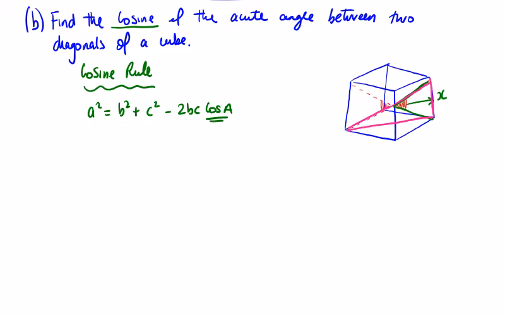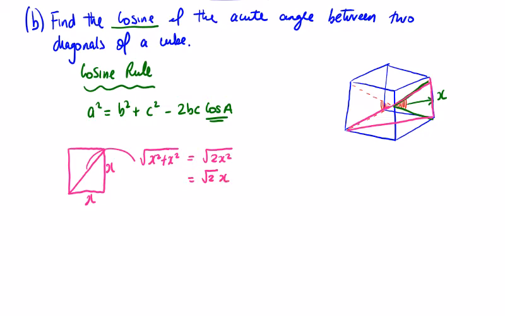So to get the diagonal of one of the sides, if we have x and x, we can see that the diagonal is going to be the square root of x squared plus x squared, which is the square root of 2x squared. We can get the square root of both individually: the square root of 2 times x. That's what this bottom side in here will be.